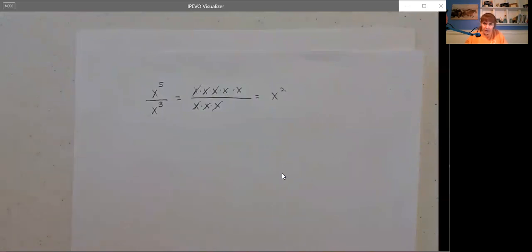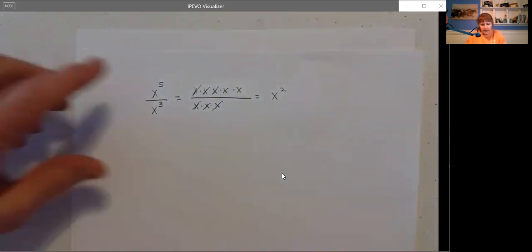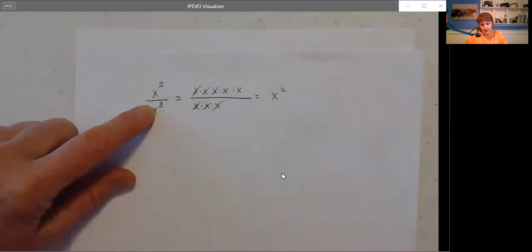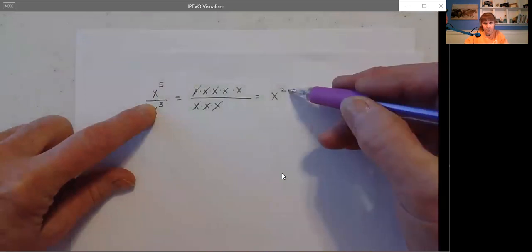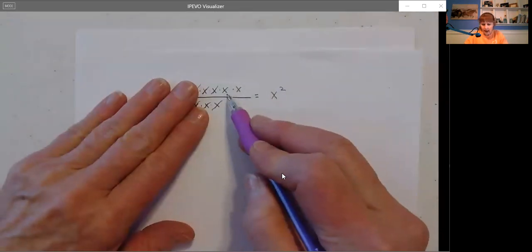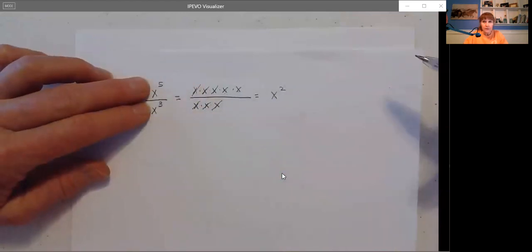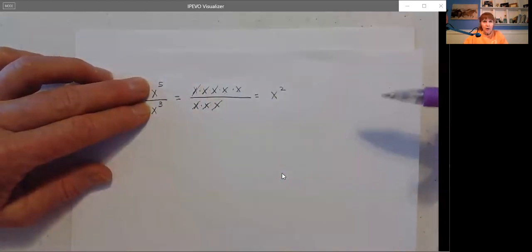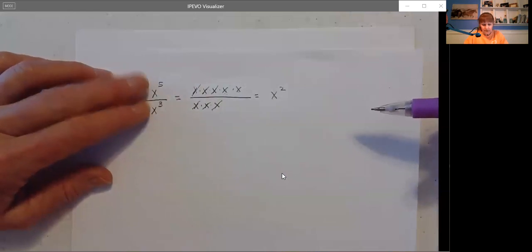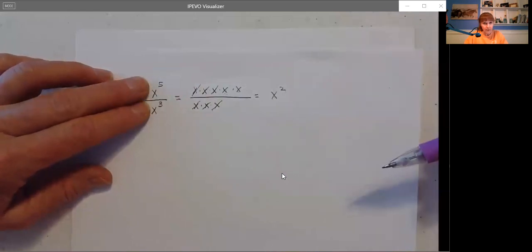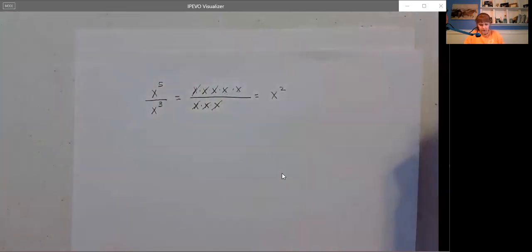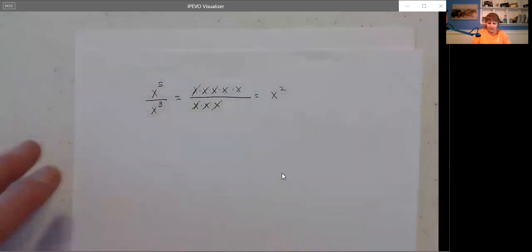Another way to come up with x squared, rather than write them out and cancel them, which would take quite a while, especially if you've got maybe x to the 30th over x squared or something like that, is that you subtract the exponents in division. 5 minus 3 is 2. So there are times when we add the exponents when we're multiplying bases, and there are times when we subtract the exponents when we're dividing. Subtract these here, and you get x squared. We're going to have some other issues here, but for now, we'll practice this idea.